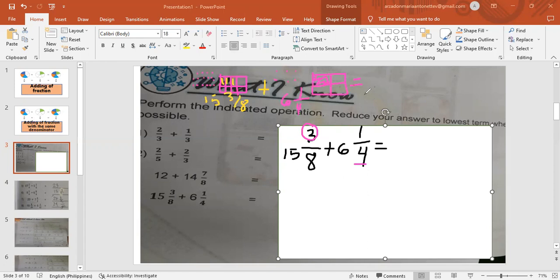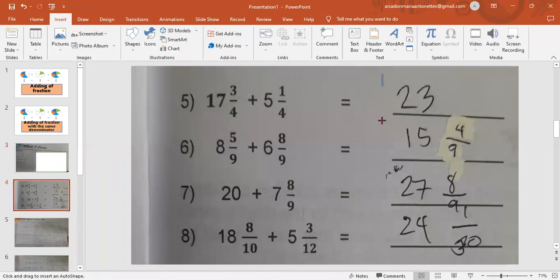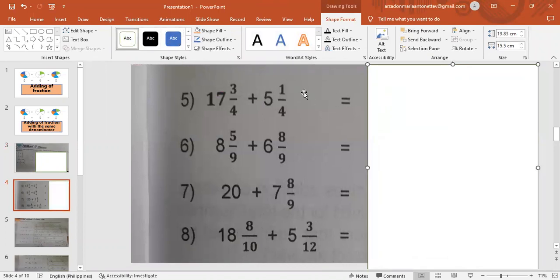Equals, class, what are we going to do next? Have you noticed? Oh, we're done already with this. I'm sorry. Teacher is not observant. Okay, so we're done with 1 to 4. Now let's proceed to number 5. Remember, we answered that one. But teacher will be showing it to you again and again and again in order for you to master adding and subtracting. Subtraction, I mean.